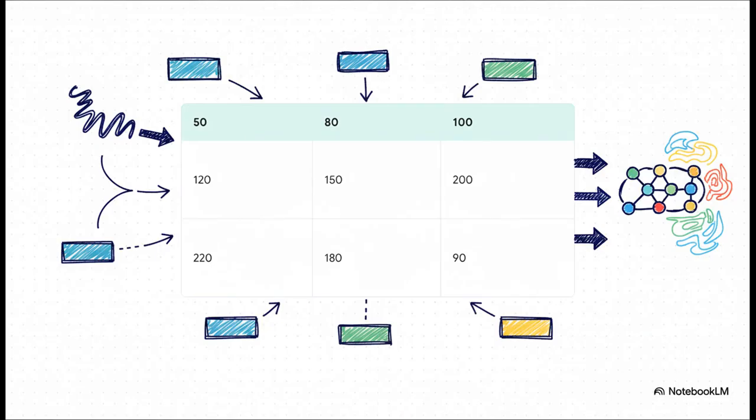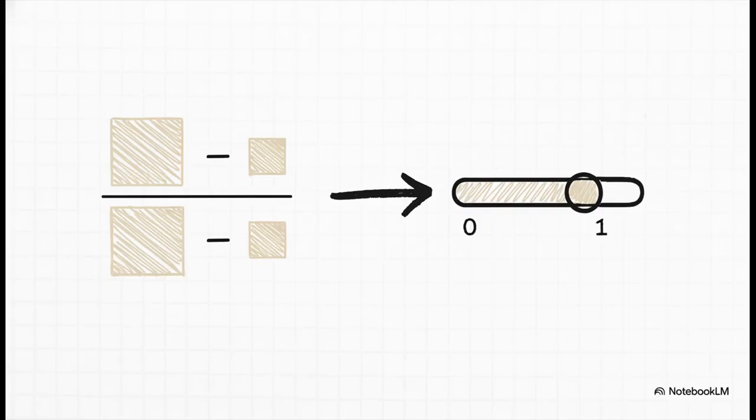So here's our sample 3x3 grid of pixels before scaling. As you can see, the values are all over the map, right? We've got a 50, we've got a 220. This is exactly the kind of volatility we need to smooth out before we hand it over to our model. The most common way to do this is with min-max scaling. It basically just squishes every value into a range between 0 and 1.